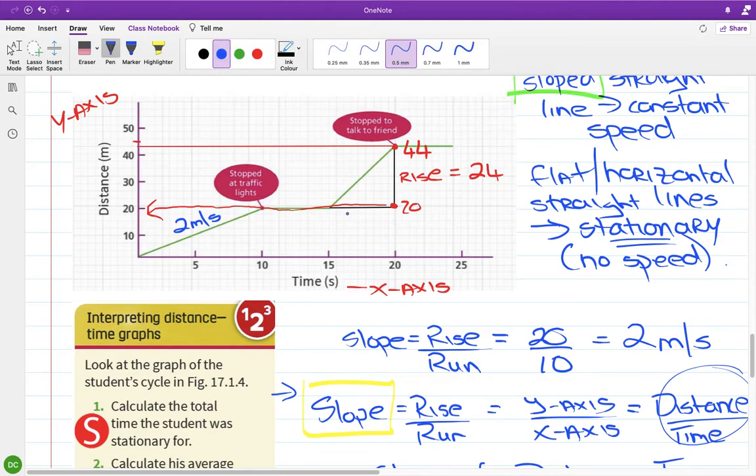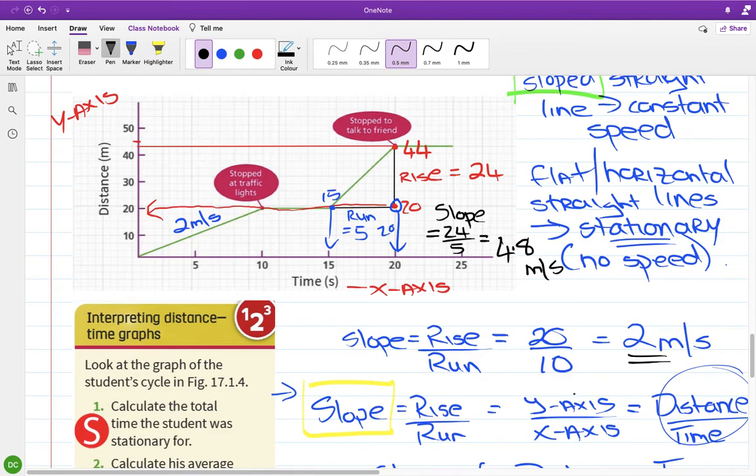Okay, and then down here we'll do the run. So the run starts here, which is at 15, and it finishes here, and I read down, and that's actually 20. So the difference between 15 and 20 is 5. So if we want to get the slope of this part, we do the rise, which is 24, divided by the run, which is 5. So that's 4.8. And remember that the slope is the speed, so that's 4.8 meters per second. I expected it to be bigger than the other one, and it is.